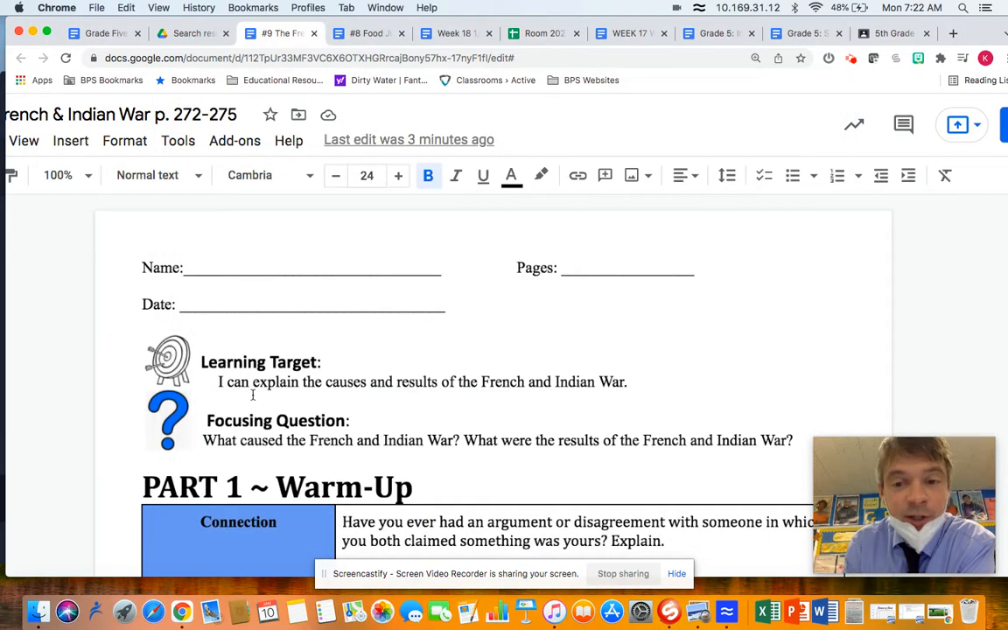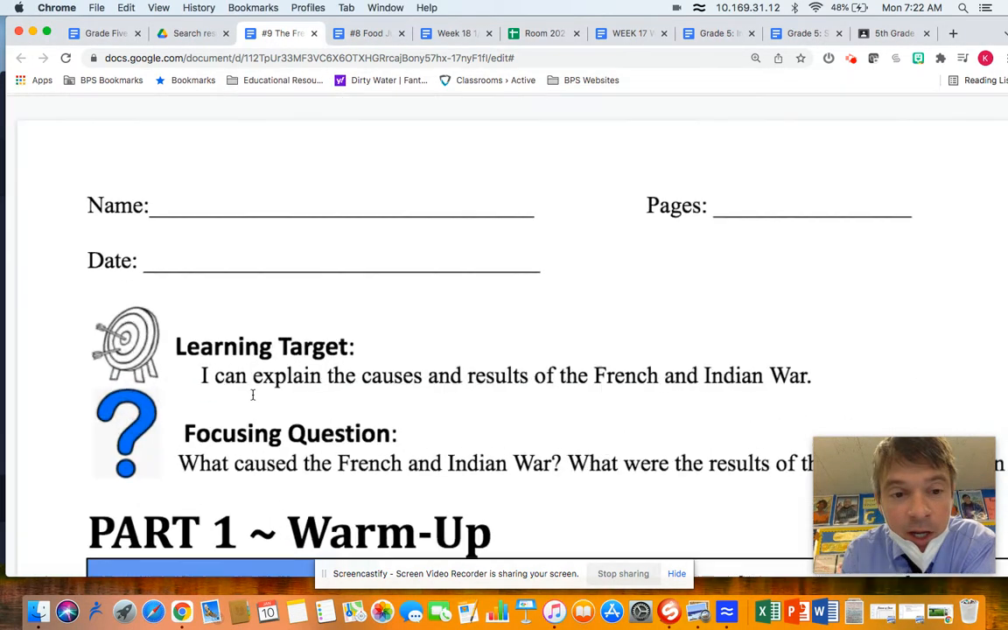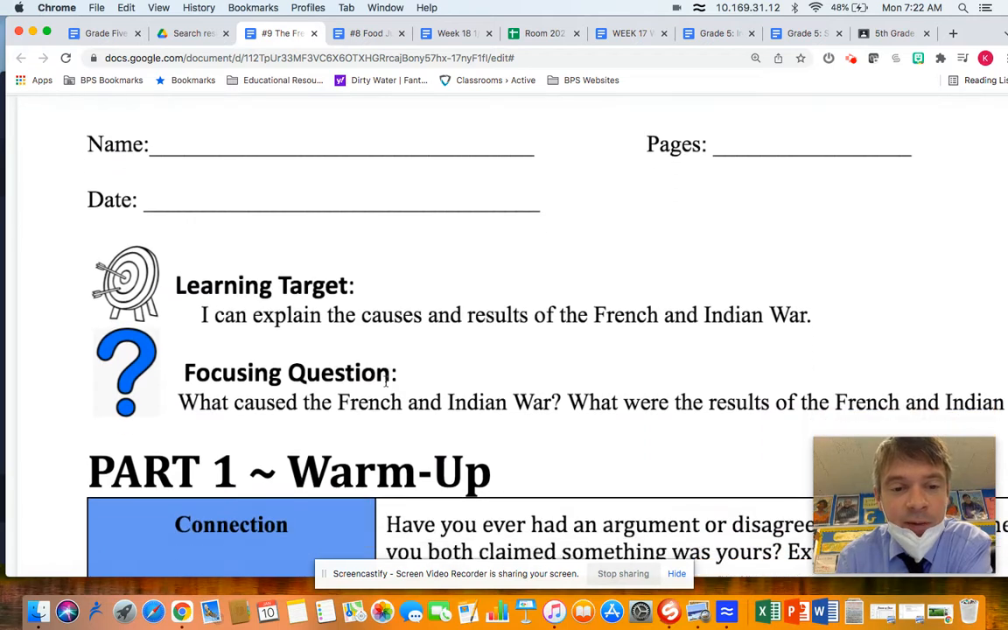And as you can see on your work doc, your learning target: you can explain the causes and the results of the French and Indian War. So basically, what made it happen, and then what happened afterwards. So what were the results? Who won? What changed? Okay. So you're focusing on what caused this war, and then what were the results? What happened afterwards? Who won? What did they win? What changed?